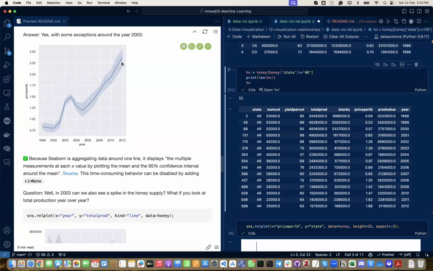So this diagram will tell you that it was around 0.8 in 1998, but then the average price around 2012 was around $2.30 or $2.40. That's what I mean. So as you see here, you are seeing the relationship between the price and the year. As the year increases, does the price increase?